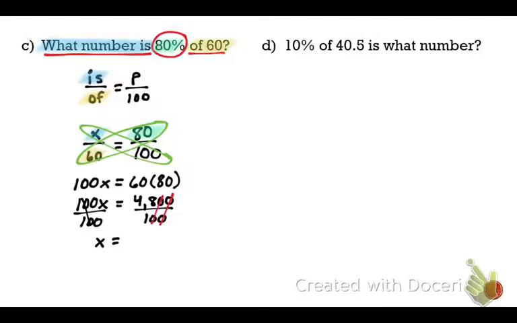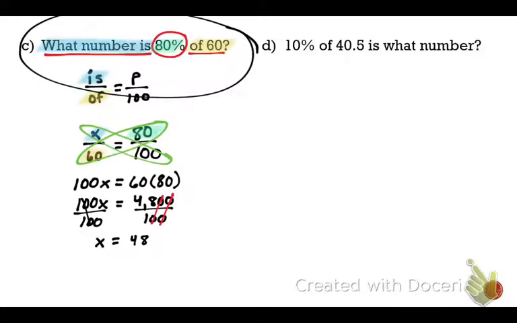Class, what's 48 divided by 1? 48. Okay, so that's kind of a faster way than plugging it in a calculator. If you want to use the calculator, you can also discover 4,800 divided by 100 does in fact equal 48. Let's go back to the original problem. What number is 80% of 60?